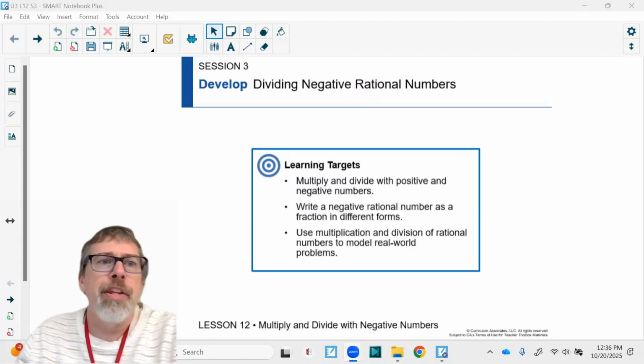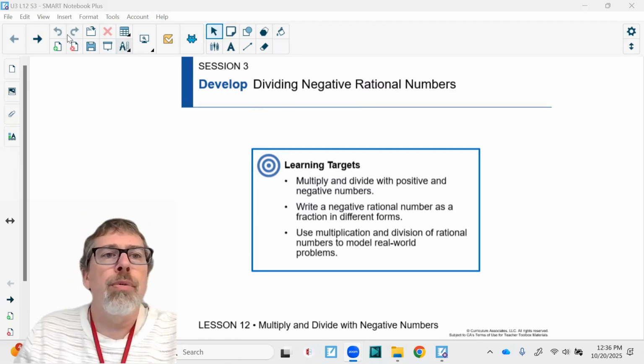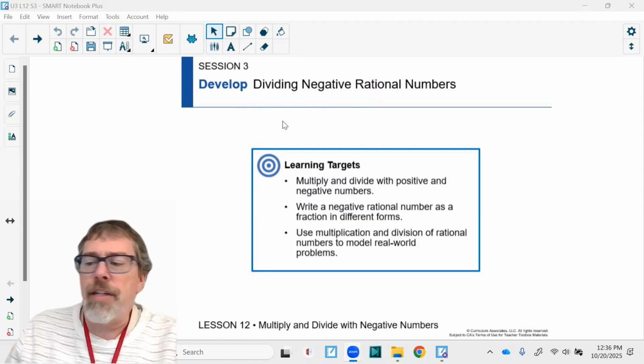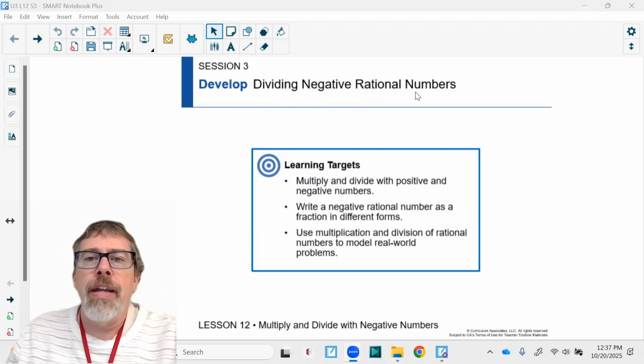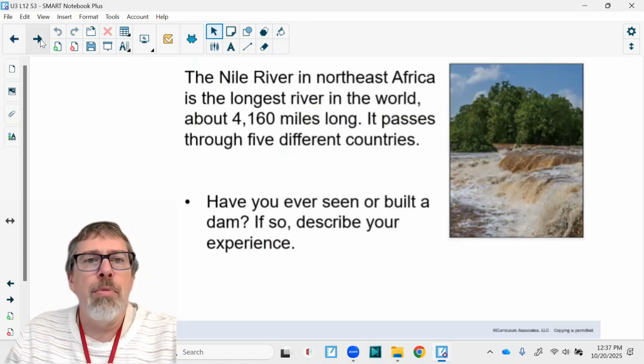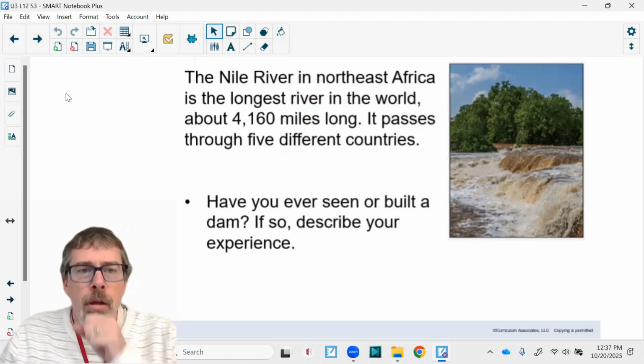Hi there, Mr. Holcomb here with another lesson in pre-algebra. This is Unit 3, Lesson 2, and this is the third session of Lesson 2, dividing negative rational numbers. The learning targets are the same, so I'll skip that and move right on into the first example.